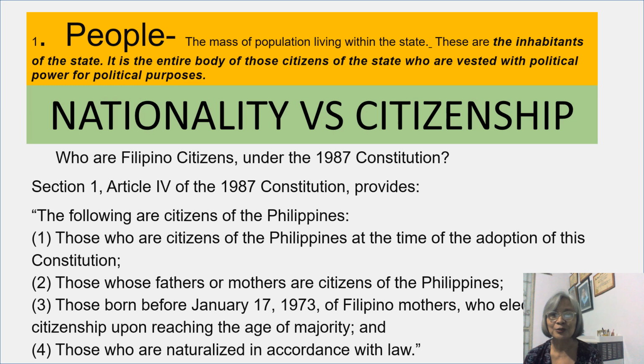Those who are naturalized, yung pang-apat, those who are naturalized in accordance with law. So, ito yung mga foreigners talaga who manifested their interest in becoming Filipino citizens through good conduct. Yung naging maayos yung pakikitungo nila sa mga Filipino, katulad ni Yachang, Korean siya, di ba?